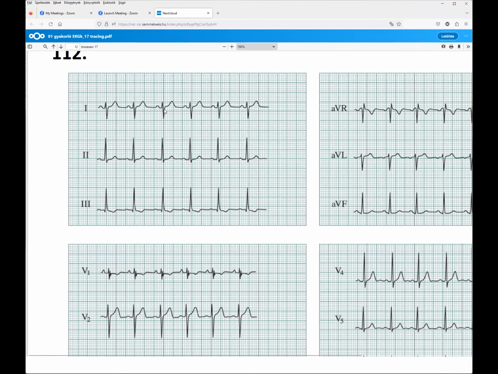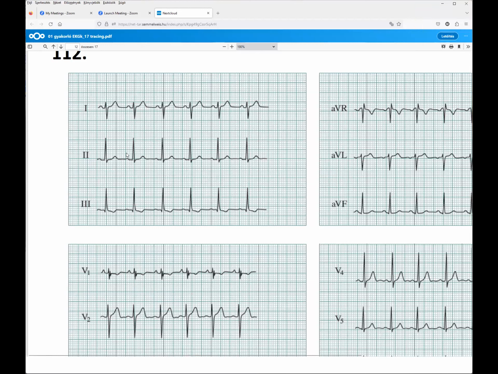For the electrical axis, I couldn't find an equiphasic one in the frontal leads, so then I used the quadrant approach. And lead I was negative and aVF was positive, so it's a right deviation between 90 and 180 degrees. And to check if it was extreme, I looked at aVR, which was negative. So it shows that it was just a right deviation. It wasn't extreme. So it's between 90 degrees and 110. Okay.